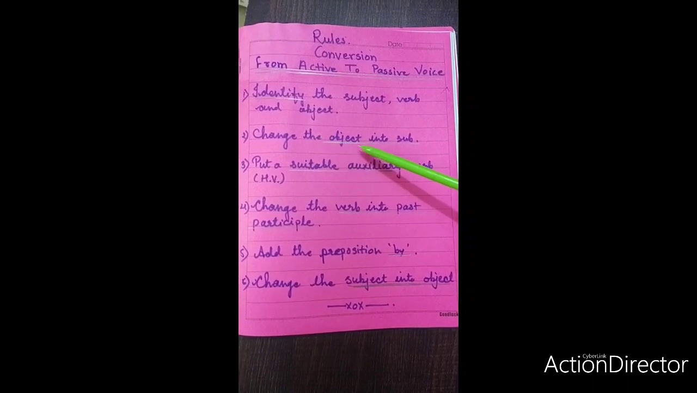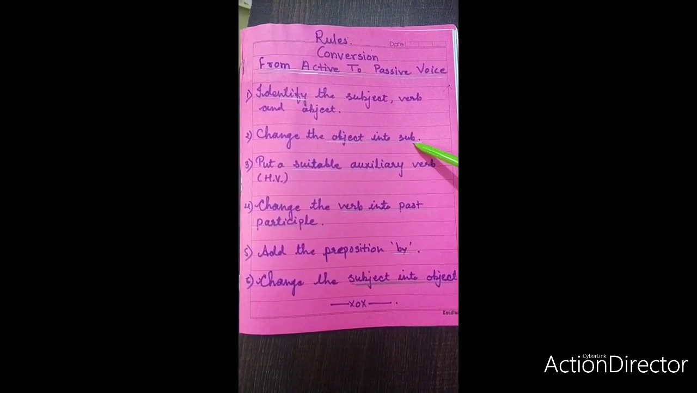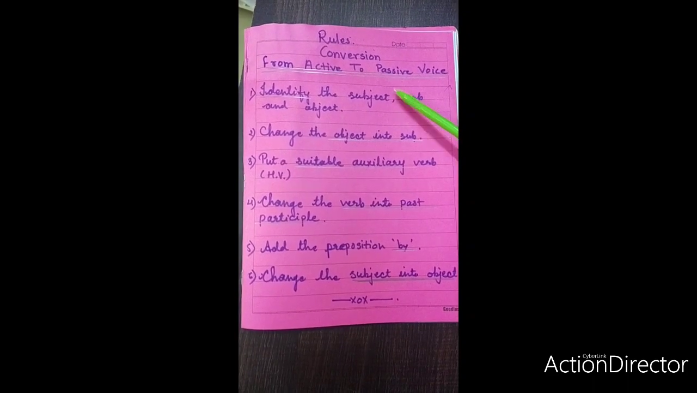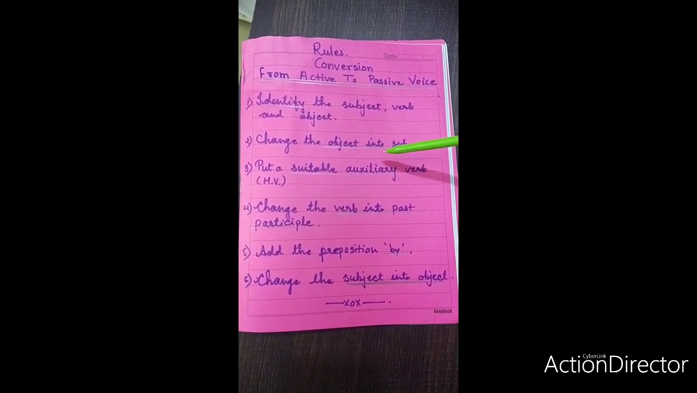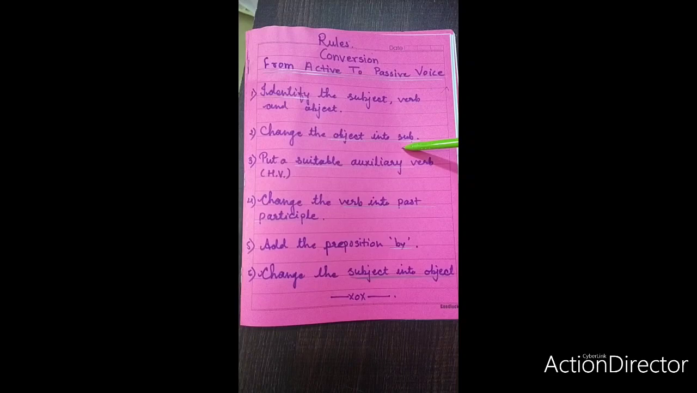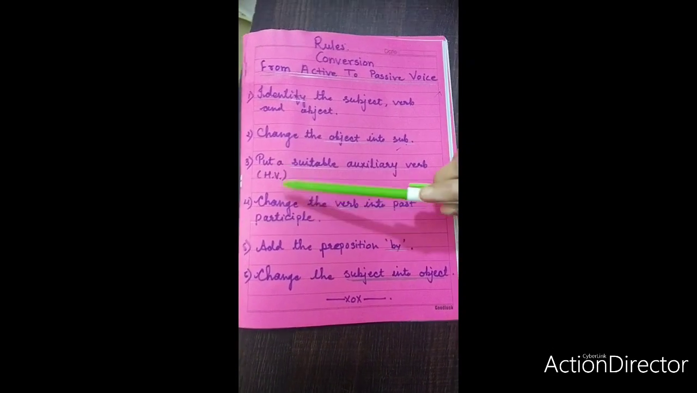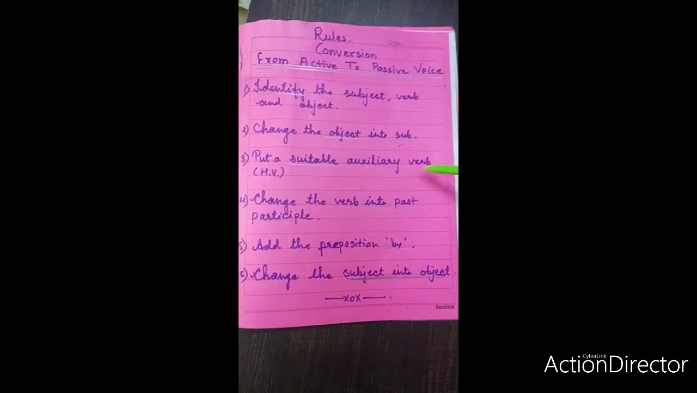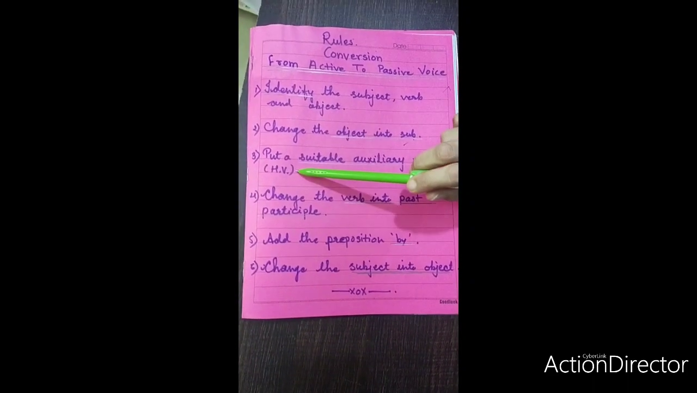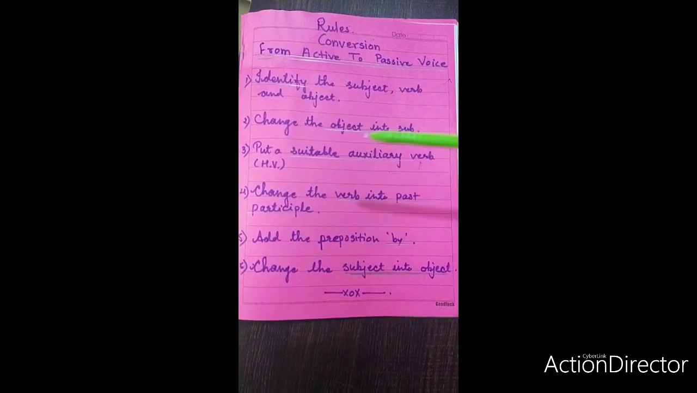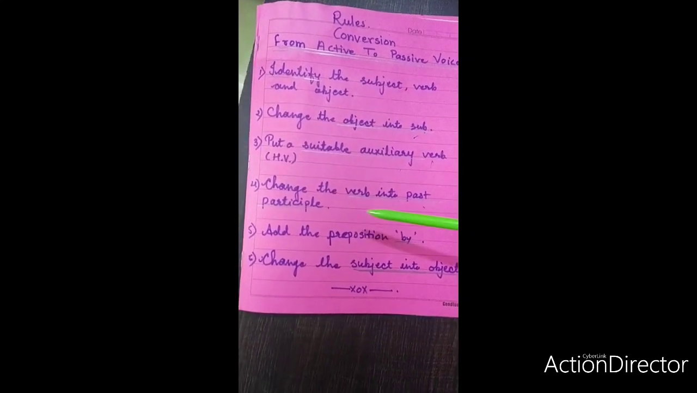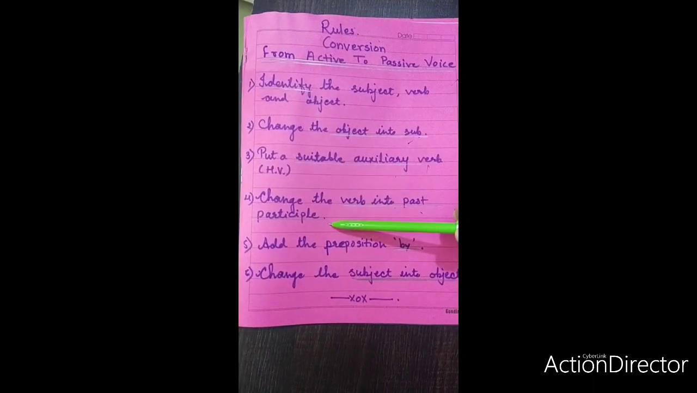Then, change the object into subject. This means that the object of active voice will be changed into subject. Number 3, put a suitable auxiliary verb. Auxiliary verb means helping verb according to the tense of the sentence. Then change the verb into past participle.